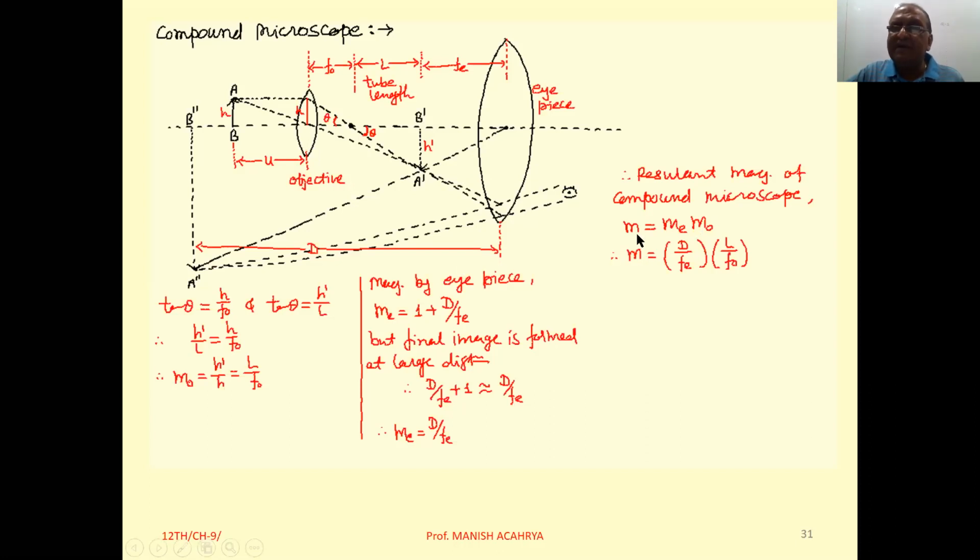So resultant magnification, that is M_e into M_o. So resultant magnification is equal to D upon Fe into L upon Fo. So this one is the compound microscope. Clear to all of you?